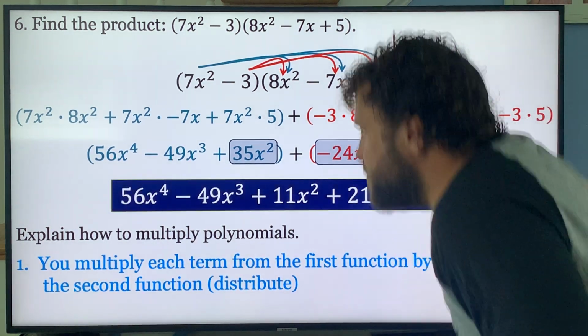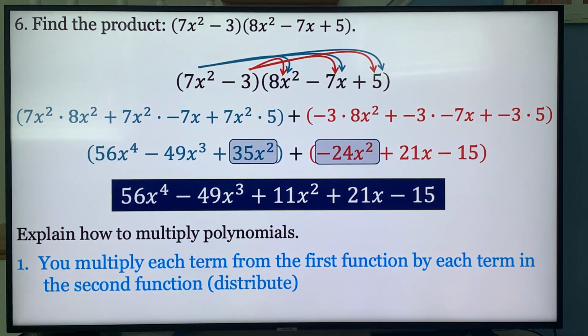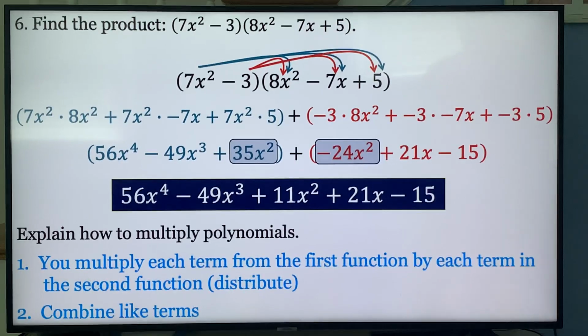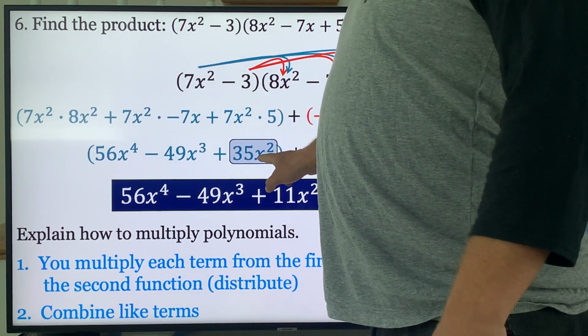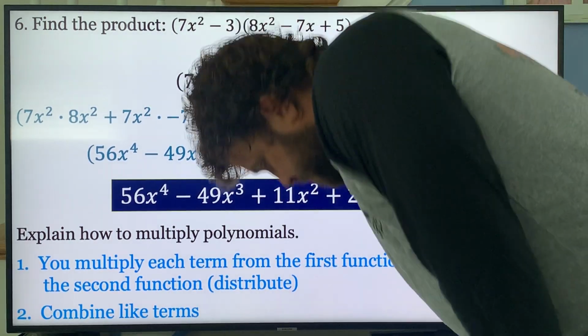How do you multiply polynomials? Step 1, you multiply each term from the first function by each term of the second function, and then you combine the like terms. All right? Step 1. Step 2. Answer.